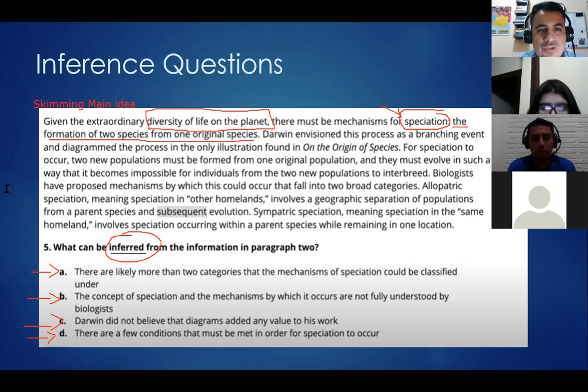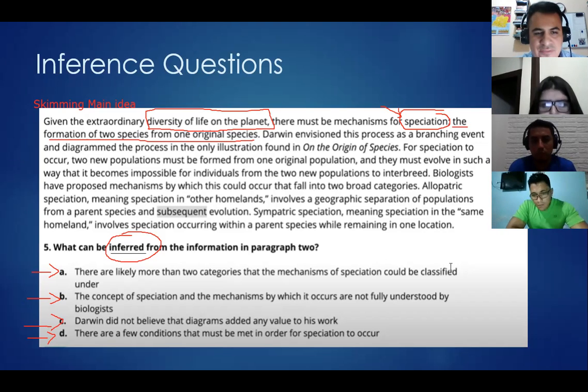Okay, very good. So with that, can we eliminate some answers? Vamos a ver si podemos eliminar. Number one, there are likely more than two categories that the mechanism of speciation could be classified. Okay, maybe. The concept of speciation and the mechanism by which it occurs are not fully understood by biologists. Maybe. Darwin did not believe that the diagrams added any value to his work. Esa suena como un poquito fuera, right? There are a few conditions that must be met in order for speciation to occur. Maybe, okay. Now we can go to scanning, okay?